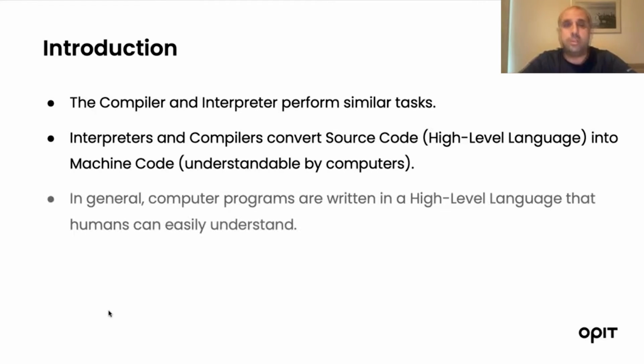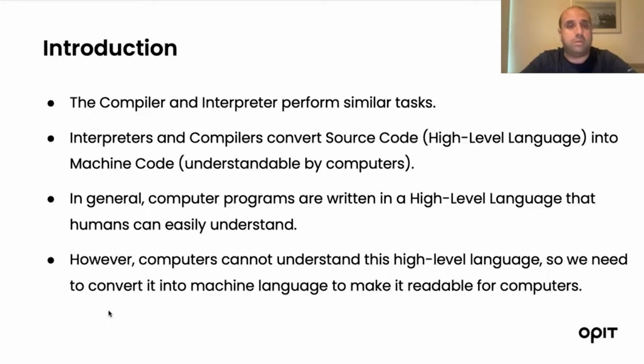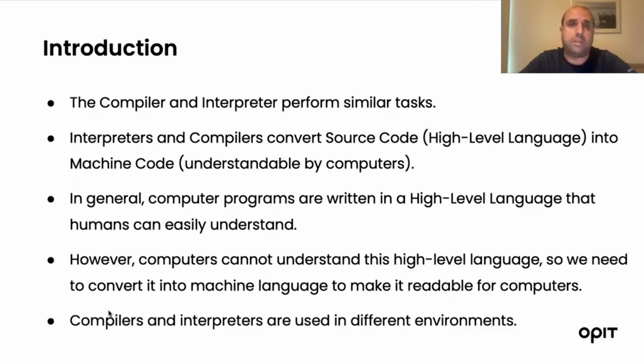understandable by computers. In general, computer programs are written in a high-level language that humans can easily understand, so that programmers can easily write it. However, computers will never understand the high-level language. So we need to convert it to a machine language to make it readable for computers. Compilers and interpreters are used in different environments to do this job of transforming high-level language into machine code.